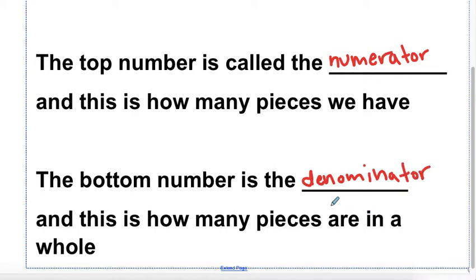So the bottom number is the denominator, and this is how many pieces are in a whole, or how many pieces make up a whole. So for example, if we go back to 2/3, I have 2 of the 3 pieces it takes to make a whole.